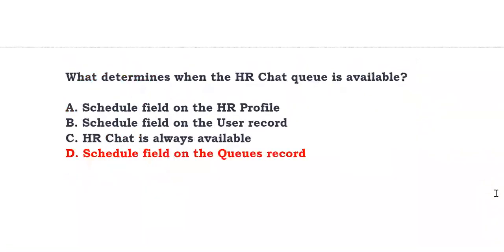Our question is, what determines when the HR chat queue is available? Option A, scheduled field on HR profile. Option B, scheduled field on user record. Option C, HR chat is always available. Option D, scheduled field on the queue's record. Correct answer is option D, scheduled field on the queue's record.